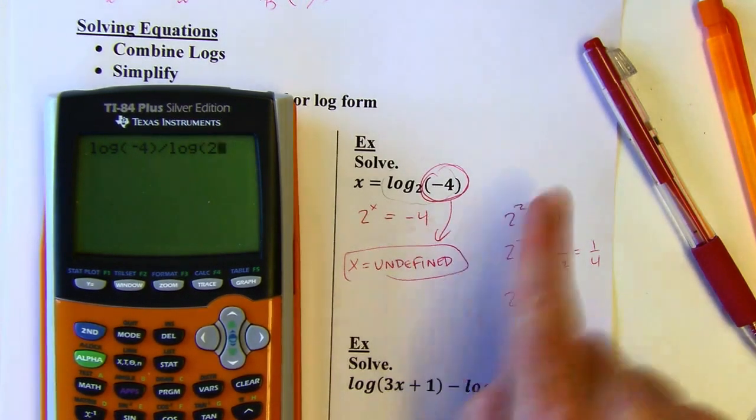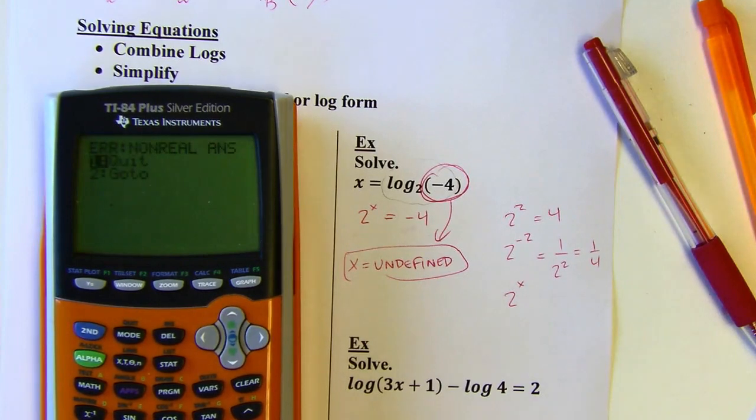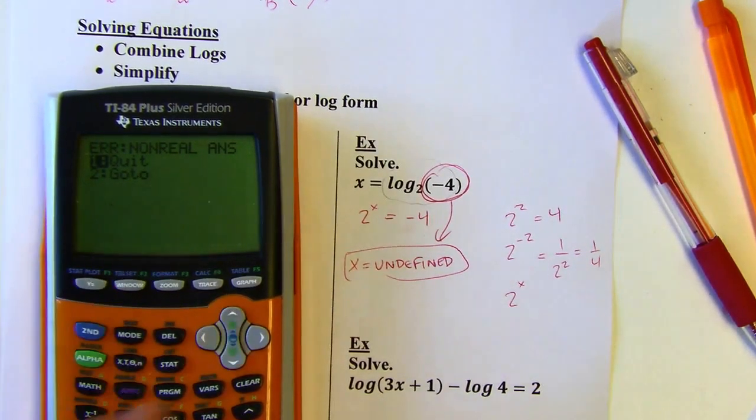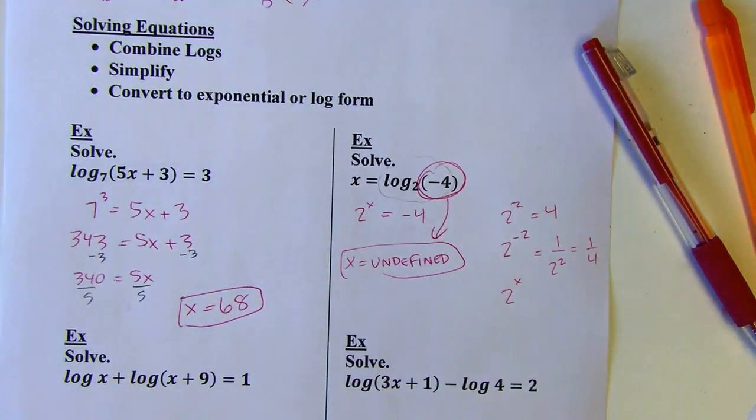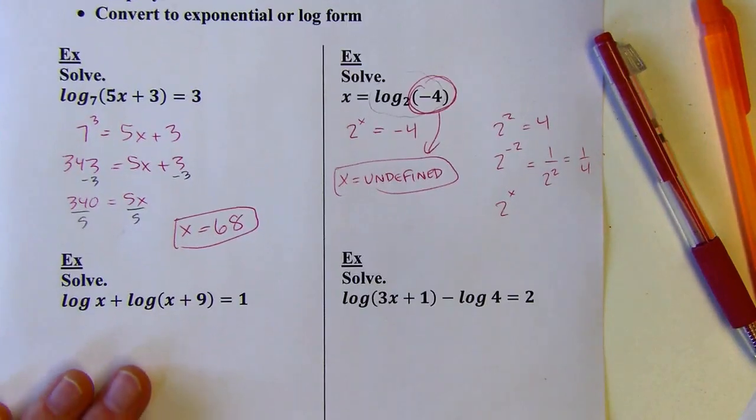Log of -4, close the parentheses, divided by log of 2. And so, if I never tried this method and just typed this into my calculator, it doesn't like that because it's not a real number. It says non-real answer, so it's undefined, or no solution would be fine too. Okay. All right, moving on.